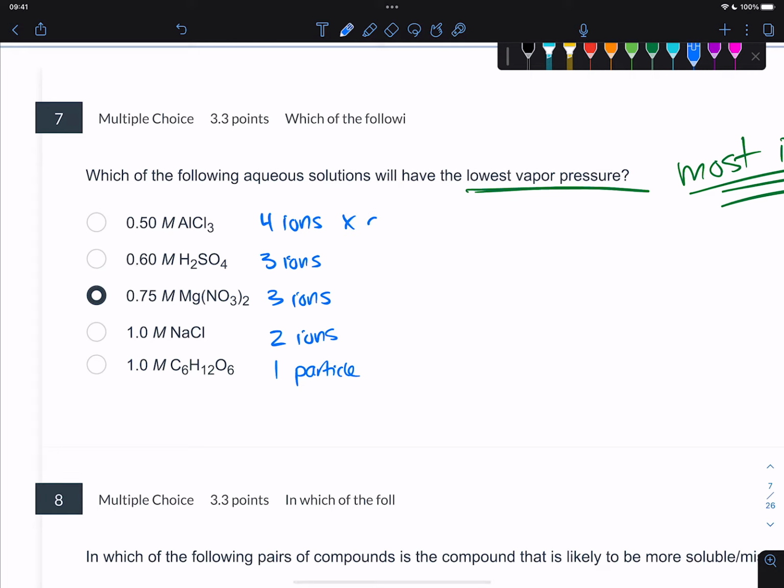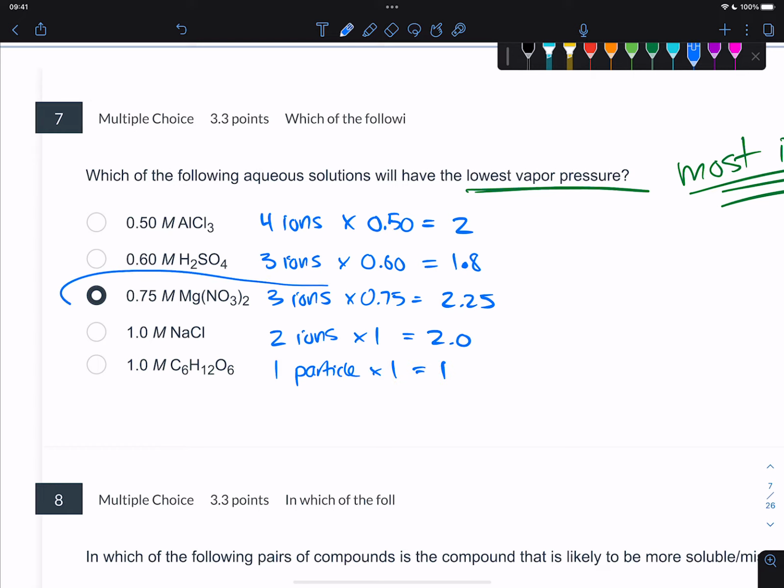So 4 times 0.50 gives us just 2. 3 times 0.6 gives us 1.8. 3 times 0.75, let's just see, 2.25. So 0.75 gives us 2.25. 2 times 1 just gives us 2. So 2 ions times the concentration of 1 gives us 2. And then we have 1 times 1 gives us 1.